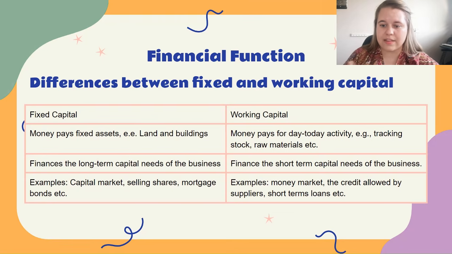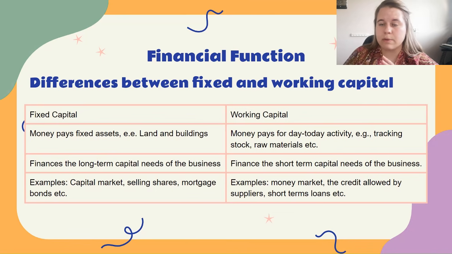Working capital, on the other hand, is money that pays for day-to-day activities, tracking of stock, and raw materials. It finances the short-term capital needs of the business. Examples here are the money market, the credit allowed by suppliers, and short-term loans.